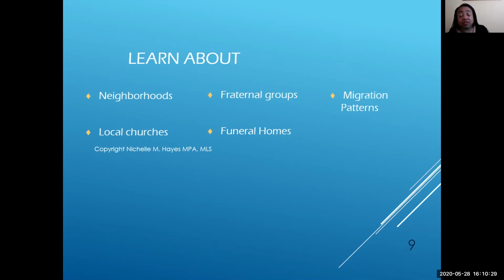Migration patterns are very, very important. So we know the Great Migration was when many Blacks came from the South and went to the North. They might have been living in Louisiana or Tennessee and then came up to Detroit or Chicago or even Indianapolis. So determining those migration patterns will help you as you're doing your research. Local churches, oftentimes people worship together, and then funeral homes, surprisingly, many times family members use the same funeral home. And if those funeral homes still have records, that might be another way that you can determine information.